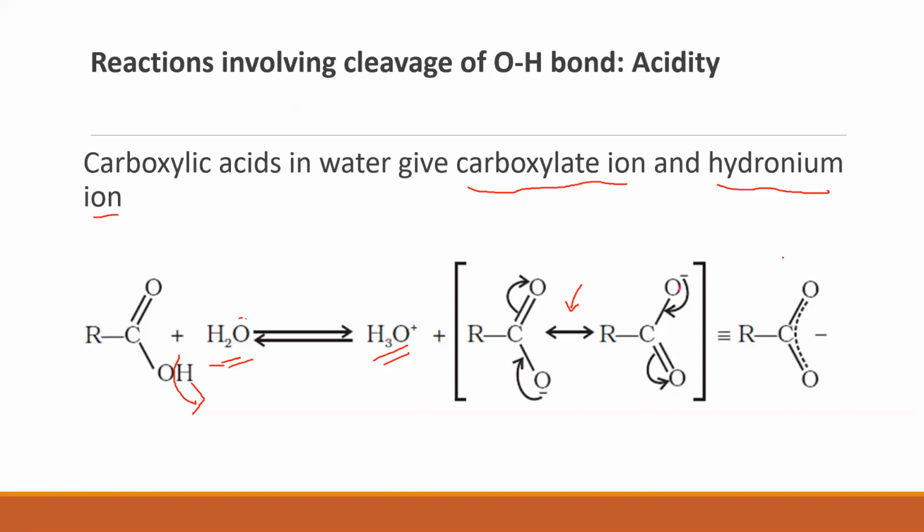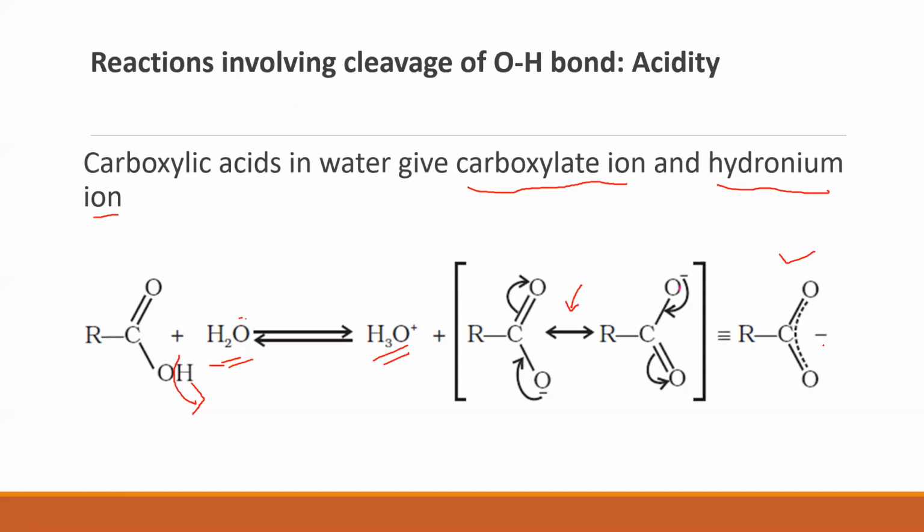Now, this is your resonance hybrid. Here, a resonance hybrid is a structure which gives us the features of all the resonating structures. So the negative charge was moving throughout this COO. Clear? So I can see a partial double bond that's created between carbon and both the oxygens which are there. So this ion is called a carboxylate ion.